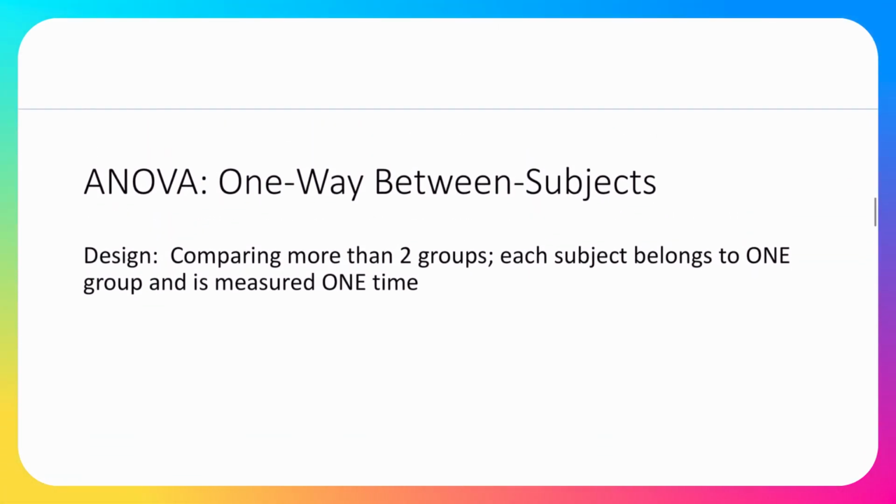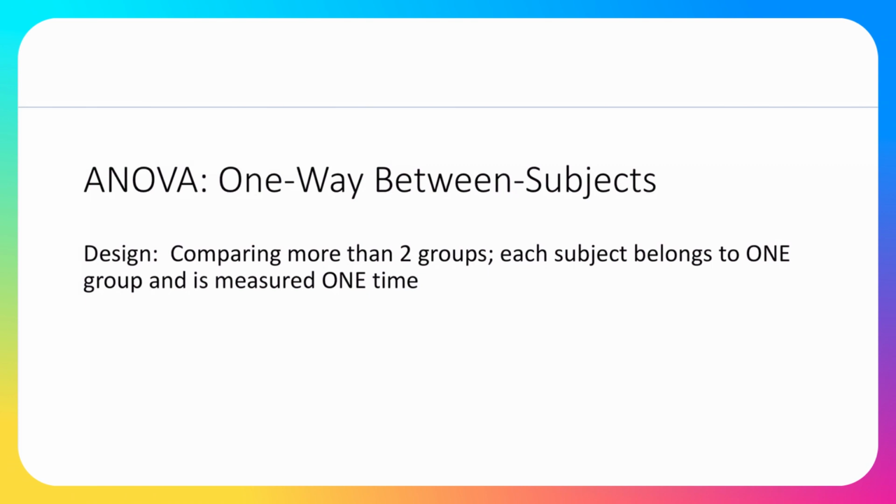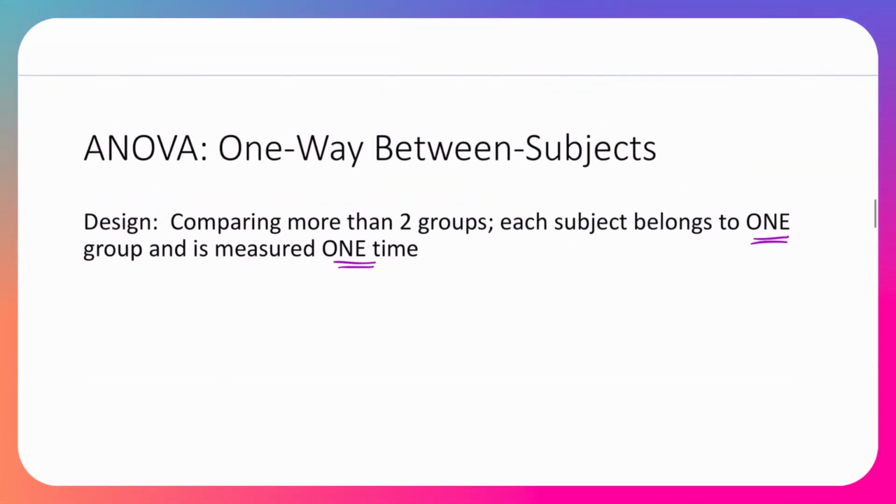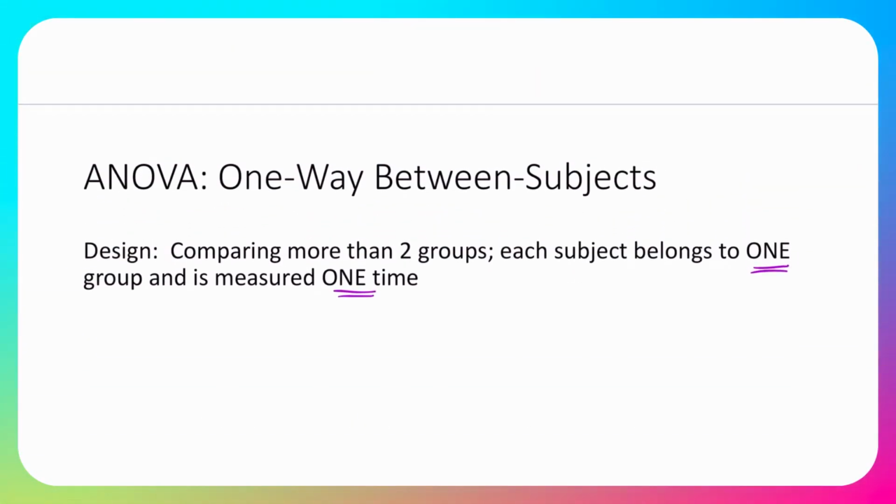Okay. So just as a reminder, this section of the lecture today is about one way between subjects ANOVA. And in this design, we're going to be comparing more than two groups, but it's really important to note that each subject belongs only to one group and is only measured one time. So before we do our first example of a between subjects ANOVA, we're going to stop the video here so that the video length isn't too long, and we'll have a second video with our example.